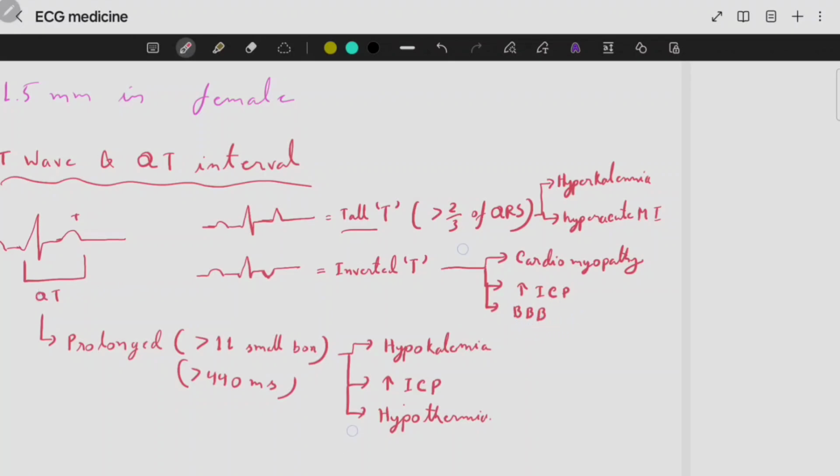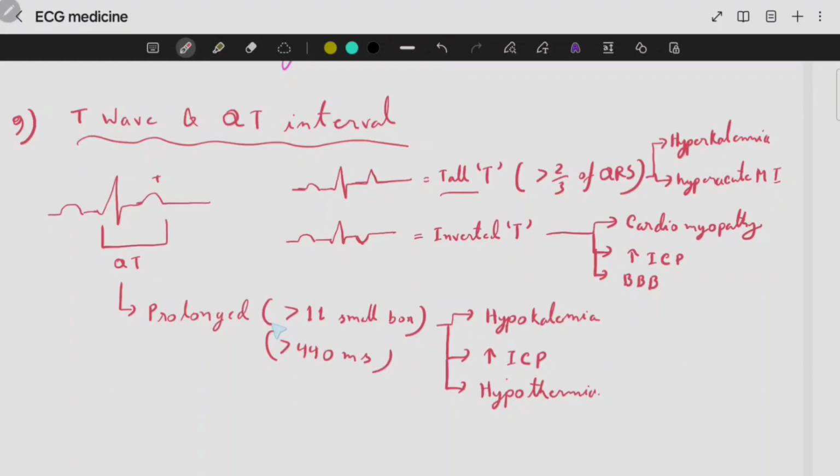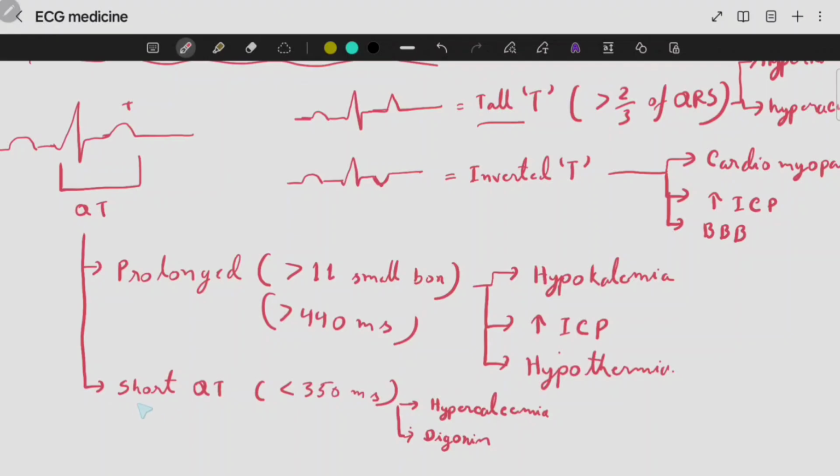Now the QT prolongation, if it is greater than 440 milliseconds, means 11 small boxes, then it is called prolonged QT interval. Okay, the causes are hypokalemia, raised intracranial pressure and hypothermia. Okay, and if the QT is shorter, means less than 350 milliseconds, then it is called short QT interval, and the causes are hypercalcemia and digoxin toxicity or digoxin side effect.